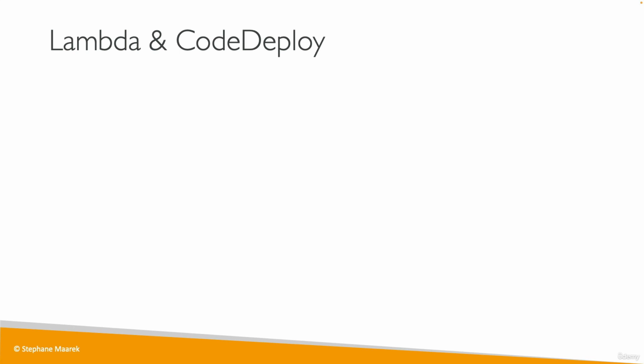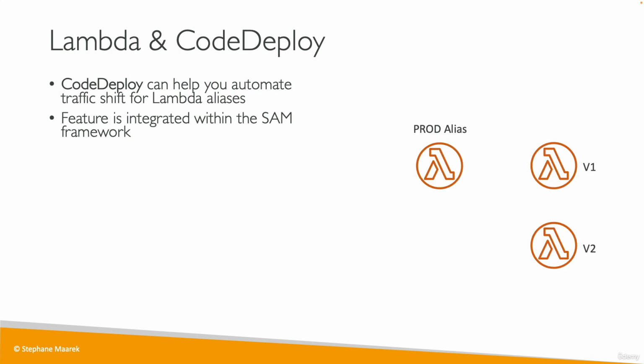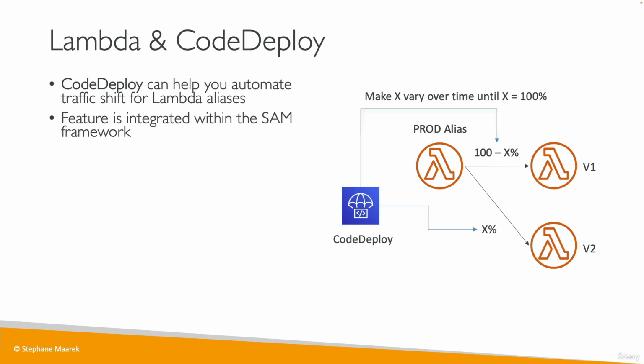You can also deploy Lambda functions with CodeDeploy. CodeDeploy will help you do traffic shift between 2 Lambda aliases or versions. This feature is integrated directly within the SAM framework. Say you have a prod alias pointing to the v1 and the v2 function. Using CodeDeploy, you can shift gradually the traffic from v1 to v2 by having first 100% on v1 and 0% on v2, and then slowly going 80-20 and so on. For this, CodeDeploy will make that proportion vary over time.